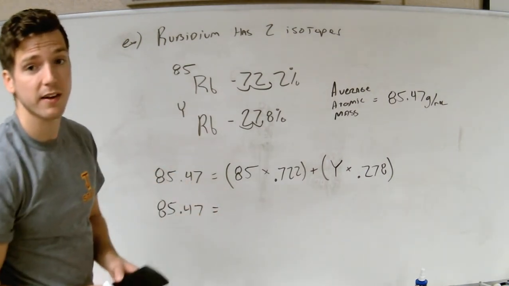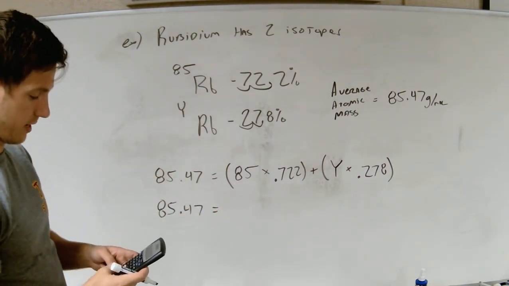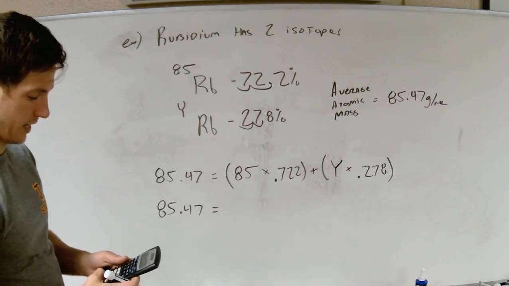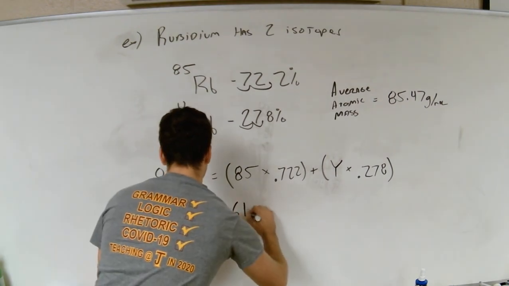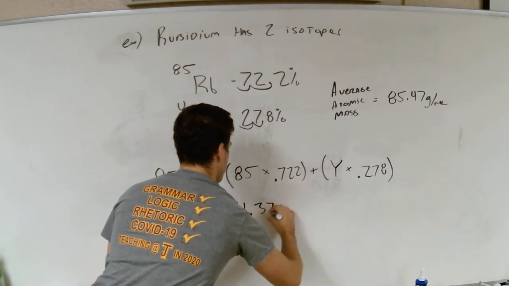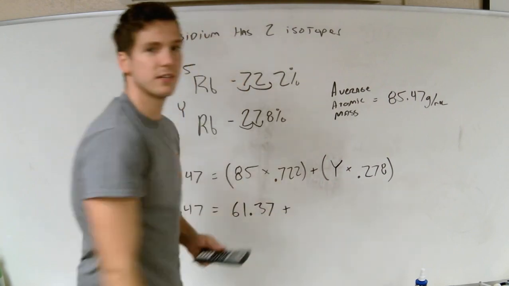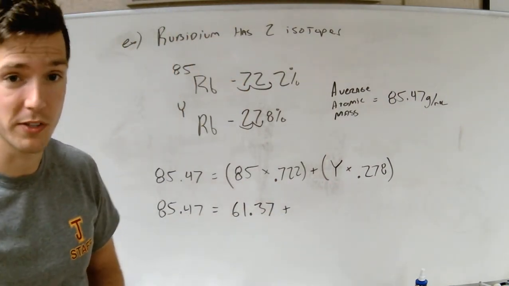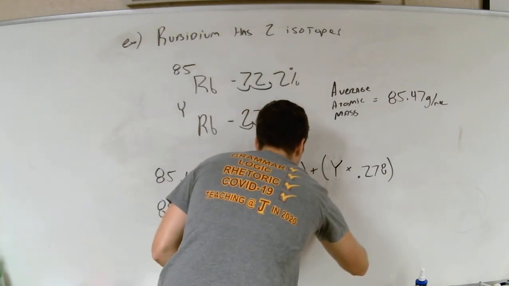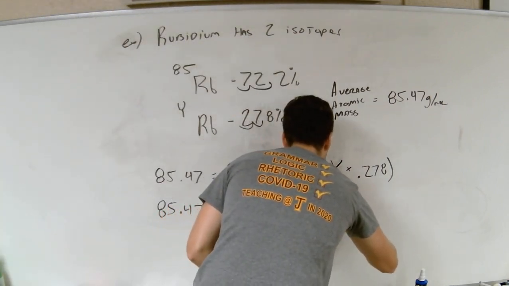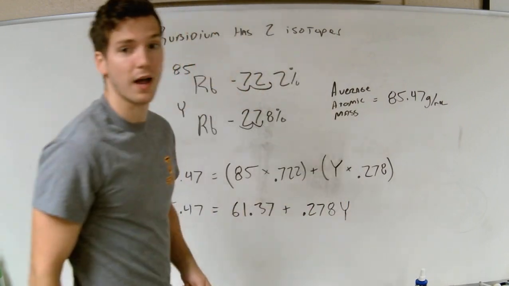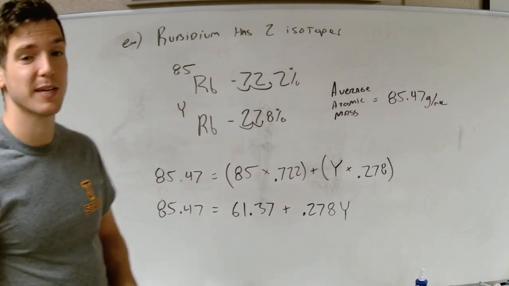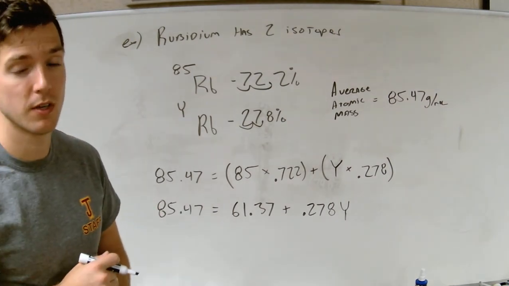I can simplify that, right? I can multiply those two, and I could take 85 times 0.722 and get 61.37. And this guy, I could simplify into an algebraic expression, right? Y times 0.278. If I multiply those together, it's just 0.278y. Now it's a combine like terms situation.